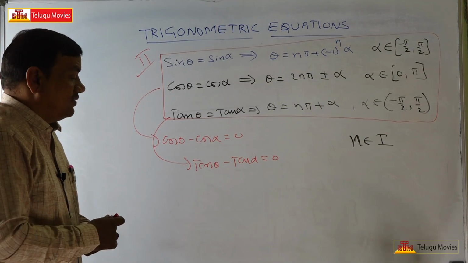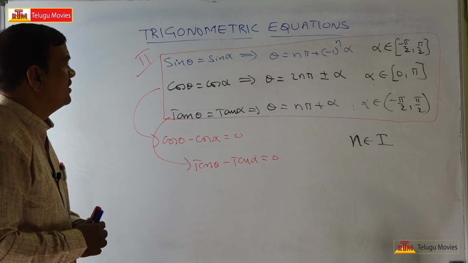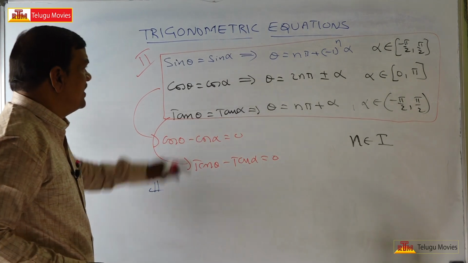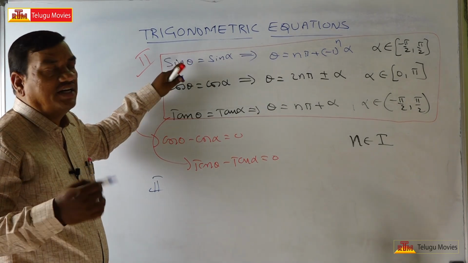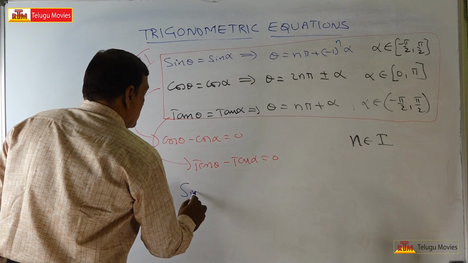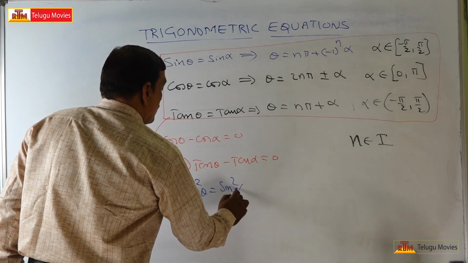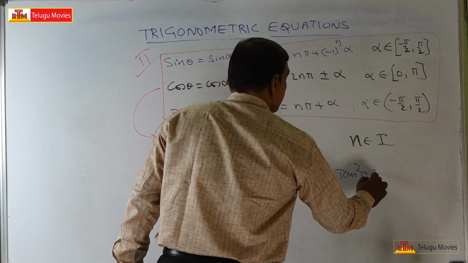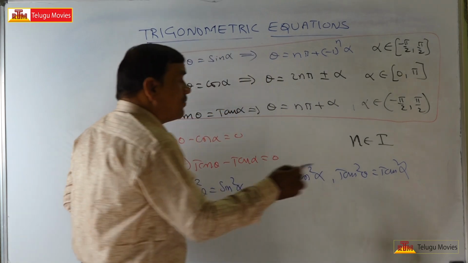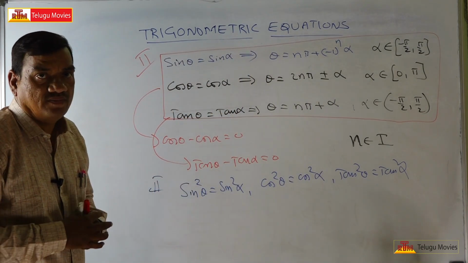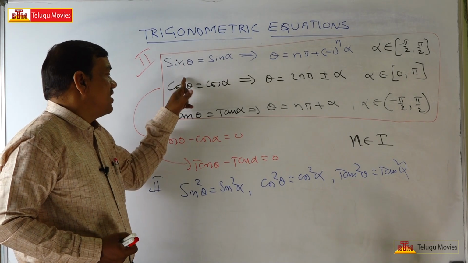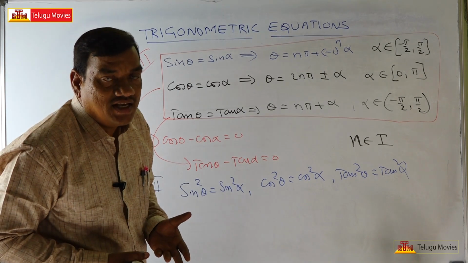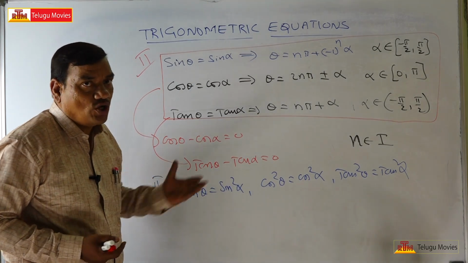Understand? So next we are going to see a third set of formulas. For example, if you got here only sin theta, the degree is 1 only. If you get this type of equations, that is sin square theta is equal to sin square alpha, cos square theta is equal to cos square alpha, tan square theta is equal to tan square alpha, what is the solution? Here the degree is 2. If sin square theta, cos square theta, tan square theta is there, then what is the solution? Let us see that solution also.